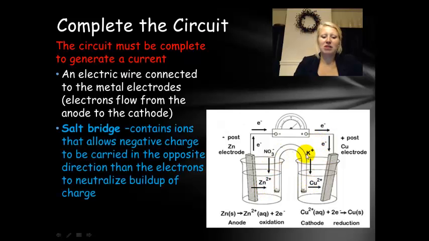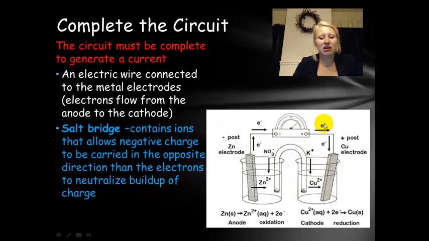Now, this funny U shape is called a salt bridge. In order to balance out the charge, because this side is continuously losing electrons, it's becoming more and more positive. And this side is continually gaining electrons, so it's becoming more and more negative. So eventually it would burn itself out. What happens is you put a salt bridge in, and the salt bridge allows the charges to balance. This side is becoming more and more positive because it's losing electrons, so the salt bridge allows more negative ions to come over to balance out that positive charge that's building up.